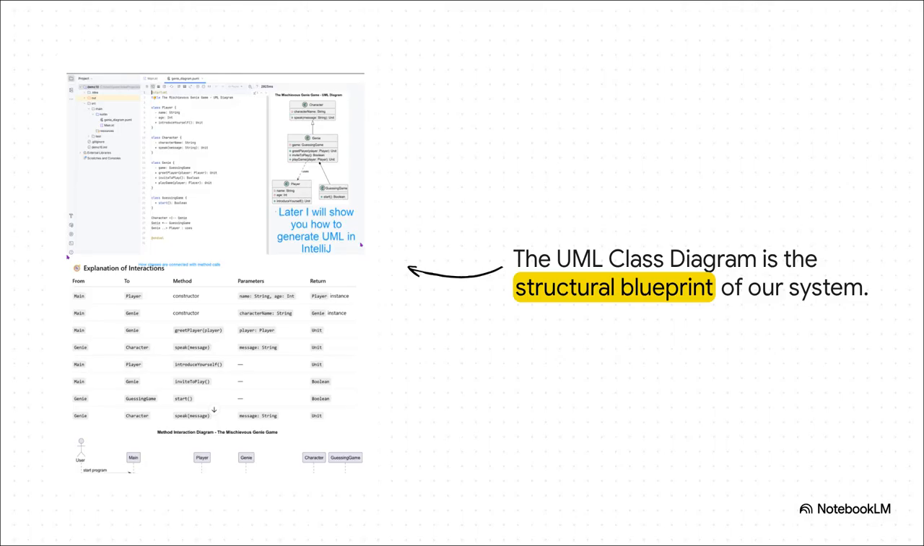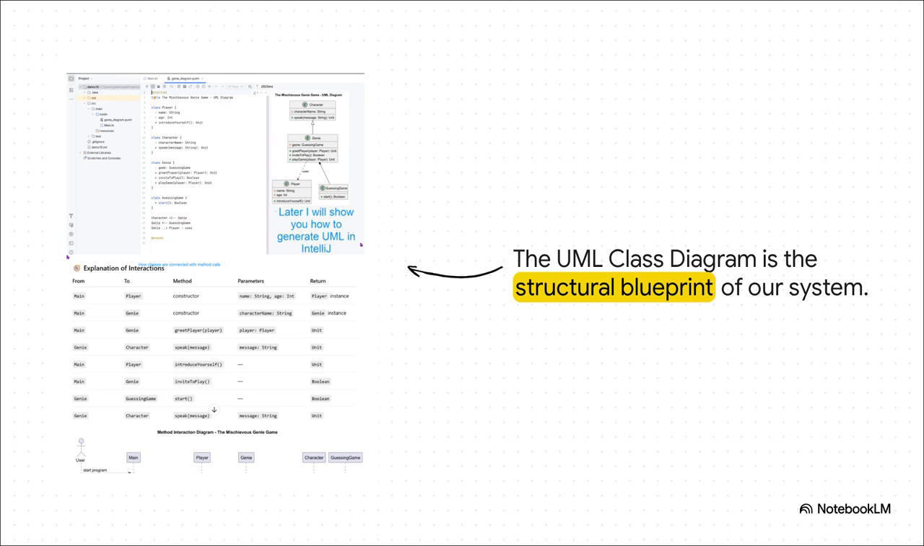Well, we use something called a UML class diagram. Seriously, think of this as the architect's blueprint for our code. It shows us every class, what it knows, what it can do, and exactly how they're all connected. You can see right here how the genie uses the player and how it has a guessing game inside of it.